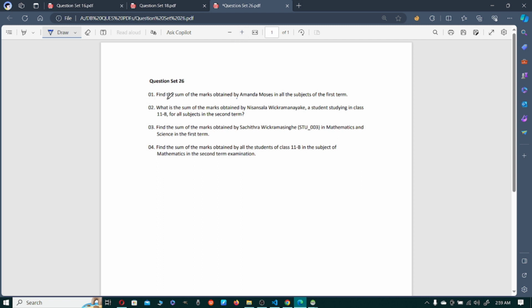The first question, find the sum. Sum means sum. We have to use the keyword sum. Find the sum of the marks obtained by Amanda Moses for all subjects in the first term. We need the term table, the student exam mark record table, and that's all actually. Only two tables this time.